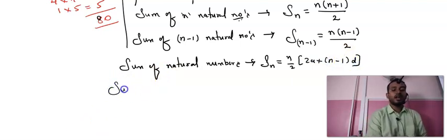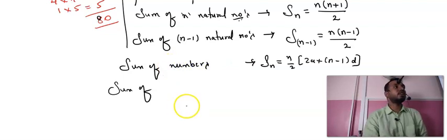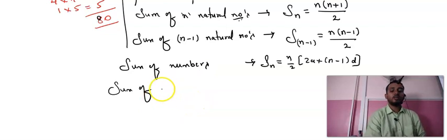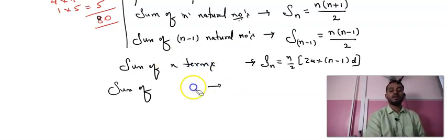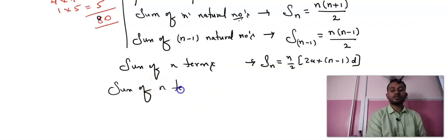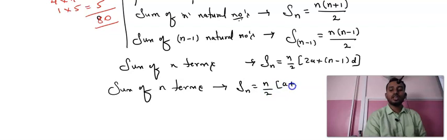Right? And which is the other formula we have to find the sum of not natural numbers, it is just the sum of numbers, sum of first n terms. Or sum of n terms. Instead of numbers, you can write n terms. It will be well and good. What is the formula to find the sum of n terms? That's nothing but Sn equals n by 2 into (a plus l).